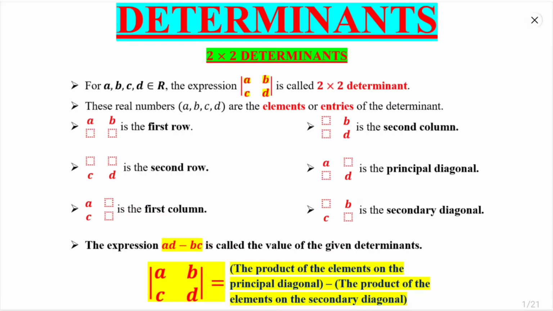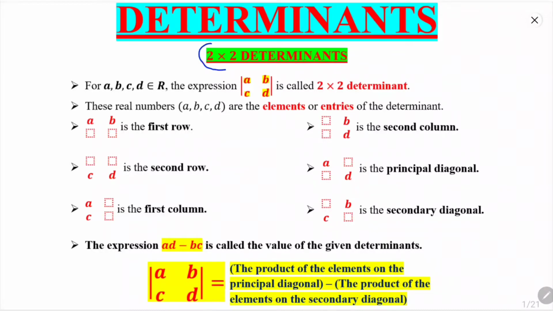In today's session, we are going to learn two types of determinant. First one is 2 cross 2 determinant and second one is 3 cross 3. Second order determinant and third order determinant. 2 cross 2 is nothing but second order determinant and 3 cross 3 is nothing but third order determinant.